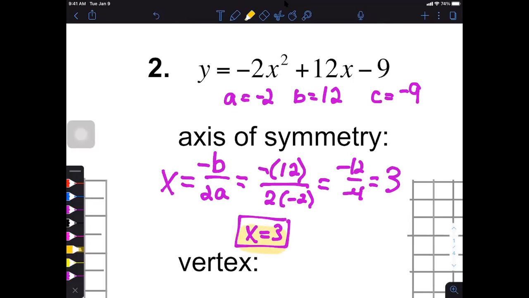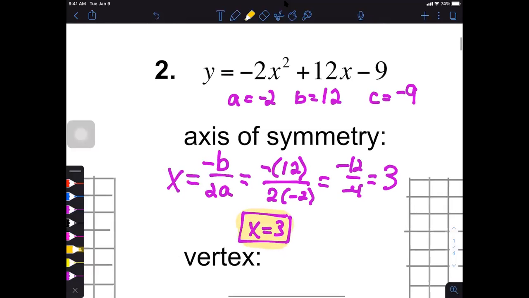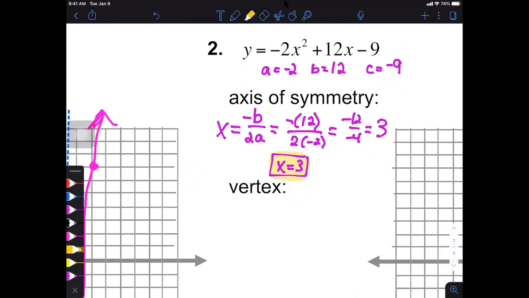So that's the first key point of information we need. Once you get that 3, to get the other point for your Y, we plug it in. So we're going to take that and plug it back in the original equation. So you get Y equals -2, and then we're plugging in the 3, squared, plus 12 times 3 minus 9. And notice how we plug in the 3.